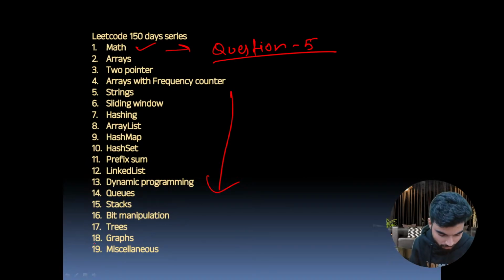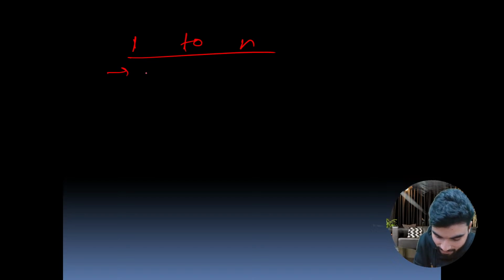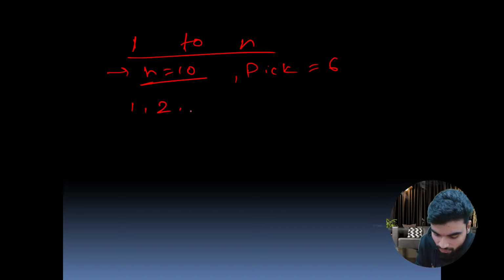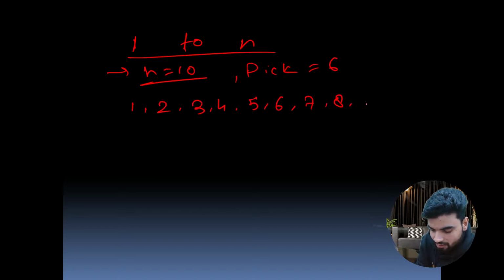Now I want to move ahead to the logic part. We have been told that we have a number from 1 to n. Let's assume that n was 10, which was already in example number 1. N is 10, and the pick was 6. So how can we guess the number in the range 1, 2, 3, 4, 5, 6, 7, 8, 9, 10?